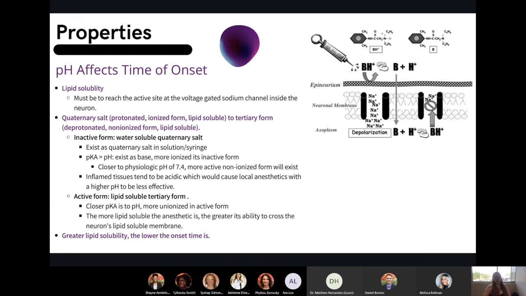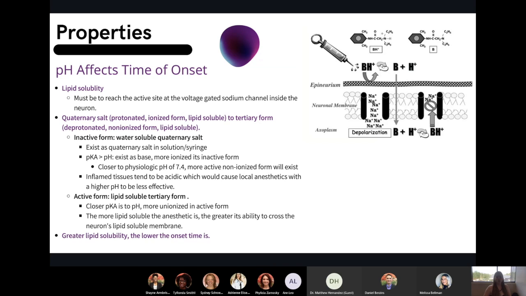So, local anesthetics must be lipid soluble to penetrate the neuron to reach the active site at the voltage-gated sodium channel inside the neuron. Thus, it must be in its neutral form to cross the neuronal membrane. In a syringe, local anesthetics exist in a stable solution as a water-soluble quaternary salt, which is protonated, ionized, and hydrophilic. When the pKa is greater than the pH, it will also exist predominantly in its ionized quaternary salt form. The closer the local anesthetic's pKa is to the physiological pH of 7.4, the more local anesthetic will be dissociated into its non-ionized form.